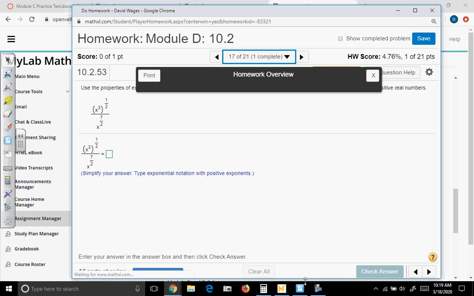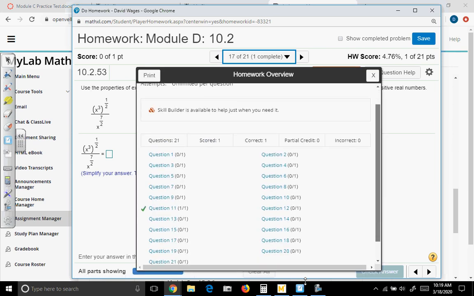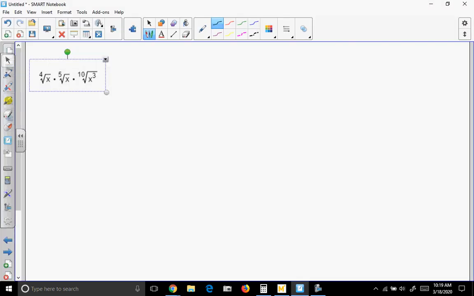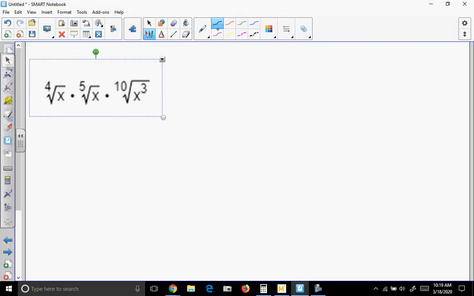So let's go to the last type of problem from this section. They ask us to use rational exponents to simplify this expression. If we try to do this, one thing we'll learn in the next section is that if the index of each radical doesn't match, then we're not able to combine what's underneath, or at least not directly.